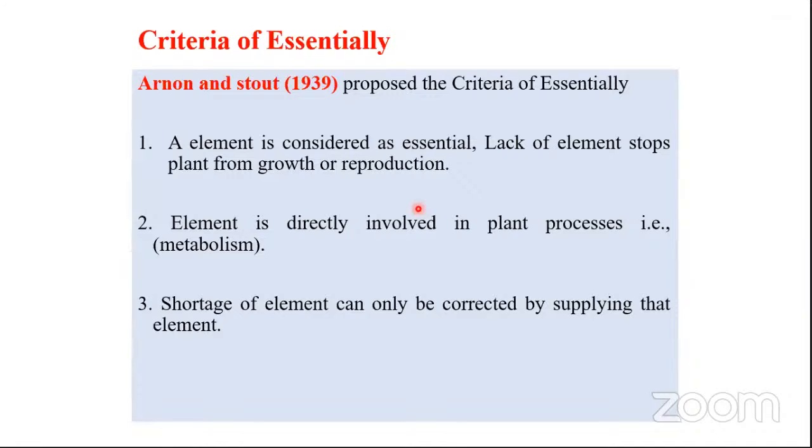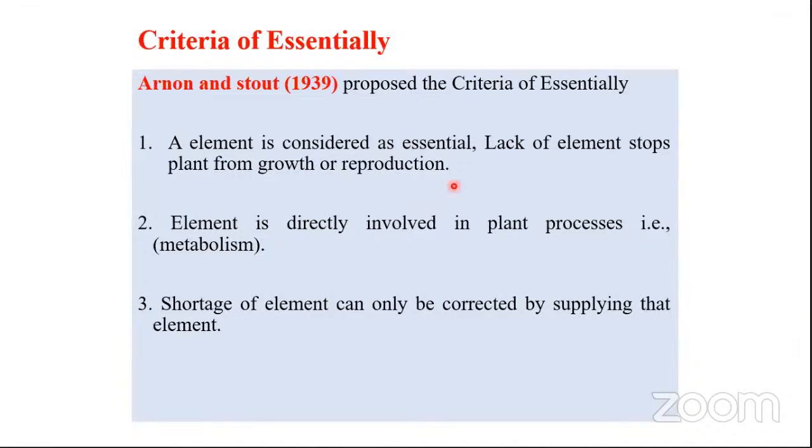And coming to the third one, a shortage of a chemical element can only be corrected by supplying that particular element. Naturally, students, if there is a phosphorus deficiency or a potassium deficiency, we can satisfy those deficiencies only with that particular deficient element. These three were proposed by Arnold and Stout in 1935. This is called the criteria of essentiality.